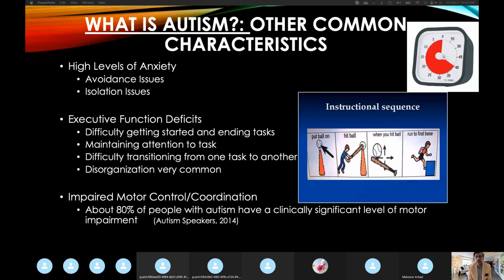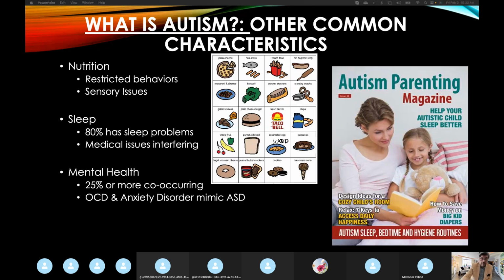What is autism? Other characteristics: avoidance issues, isolation issues, executive functions, which I have already told you, impaired motor coordination, I have just covered it as well.